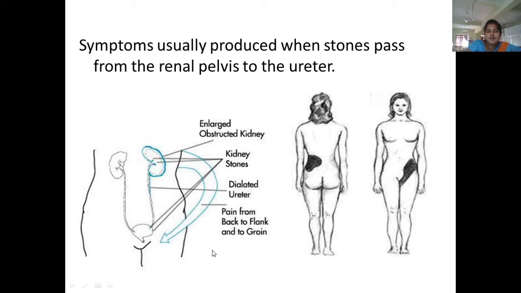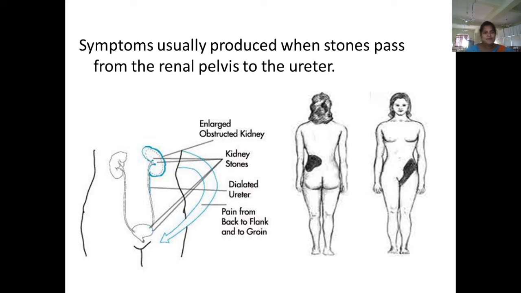So, the continuation of this video will be discussing the clinical manifestations, how they can be seen. The pain will be from the back to the flank and to the groin. You'll see that picture. In one picture we are showing the back, up to where the pain is, and in the front it is the flank, from the flanks to the groin. So it can be confusing.